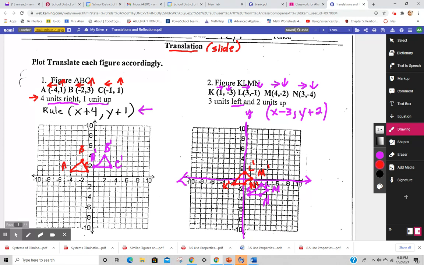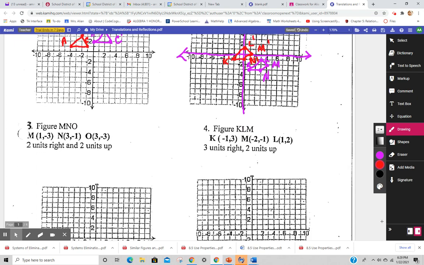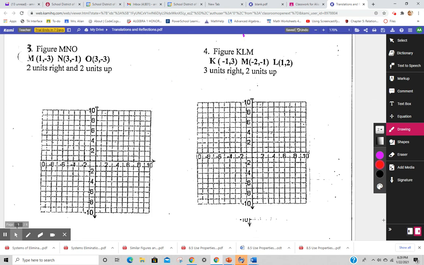And that's it. All right, let's go and do the next one. Figure M and O.